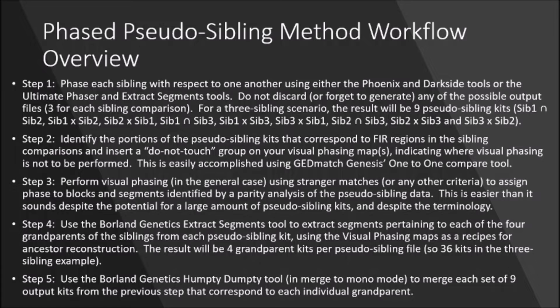Okay, so what we're going to do, it says do not discard or forget to generate. Let's make that active. We are going to generate all of the possible output files, 3 for each sibling comparison for our 3 siblings. That's going to result in 9 pseudo-sibling kits. And if you recall, by pseudo-siblings, I mean they will behave like siblings to our 3 siblings. However, none of these pseudo-siblings have ever walked the earth. They're not real people. They are artificial synthetic DNA kits, and they will behave like siblings, but they do not represent actual people. Although they are phased kits, that does not mean that they are paternally or maternally phased kits.